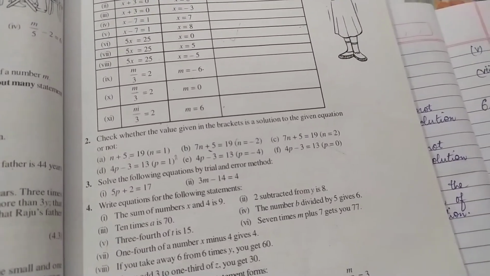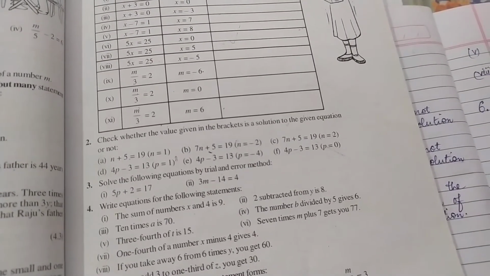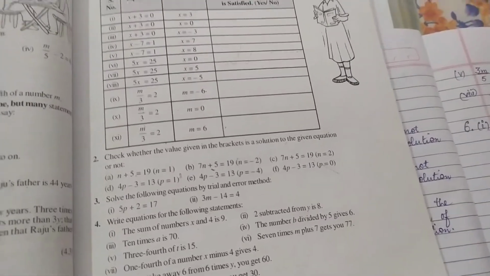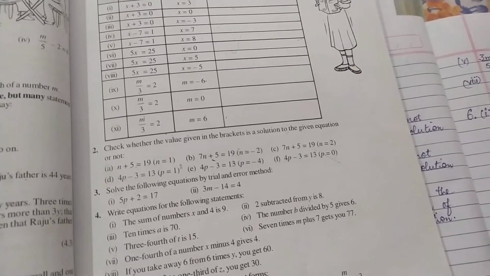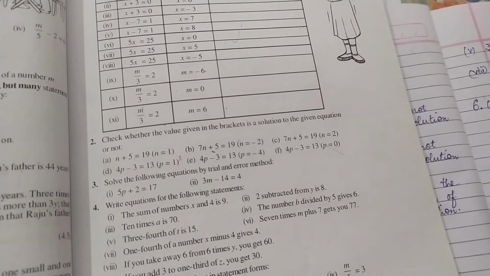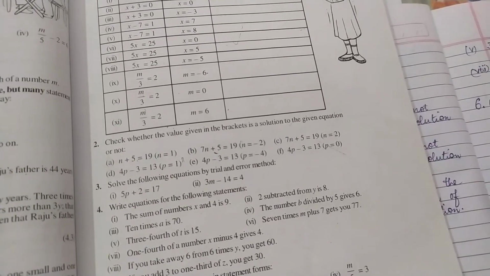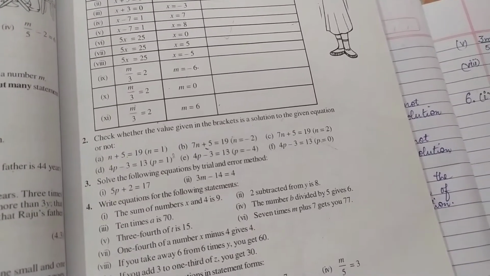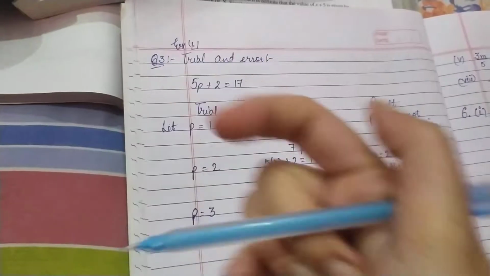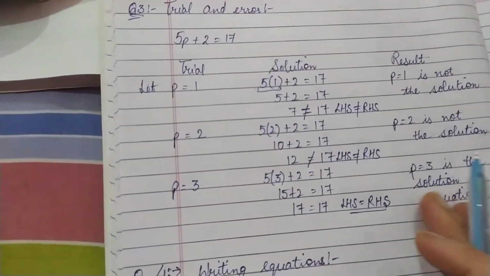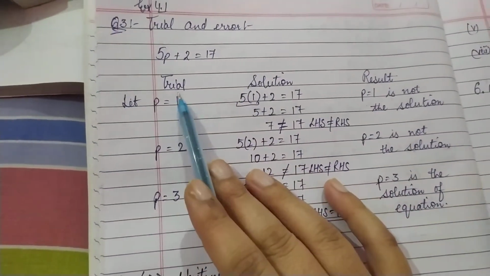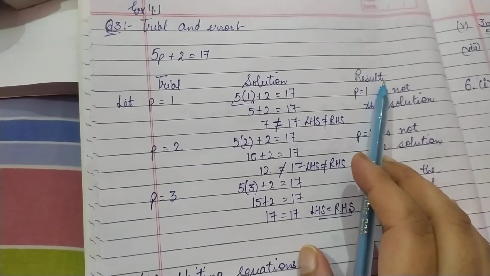Question number 3 is: solve the following equations by trial and error method. Trial means try. You have to suppose values from your side by looking at the equation, and then find out which one is the solution of the equation. I'll tell you here. You can make 3 columns: trial, solution and result.